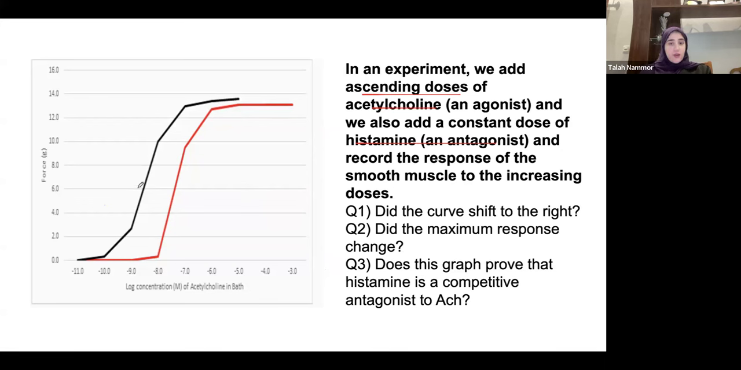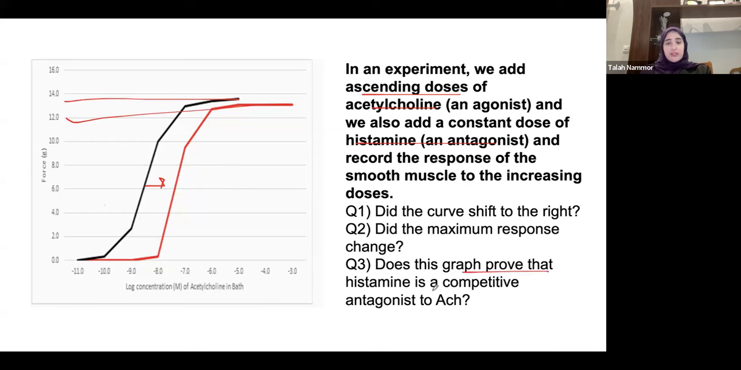Did the curve shift to the right? Yes, it did. Did the maximum response change? Yes, the maximum response. No. Sorry, never mind. The maximum response did not change much, because look here, it did kind of, a little. But it was shifted to the right.